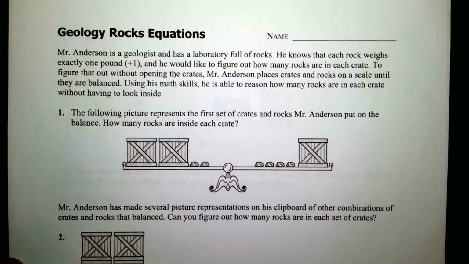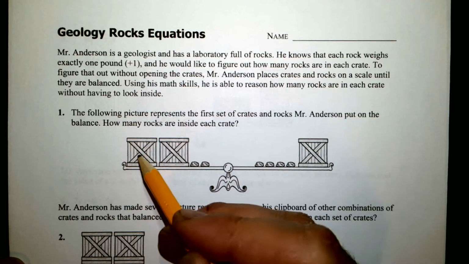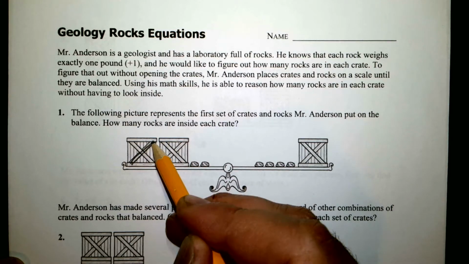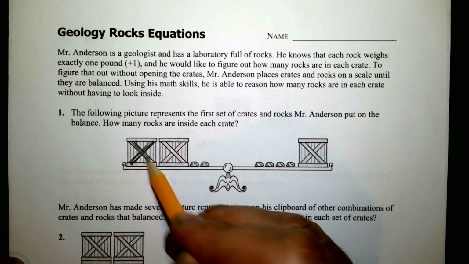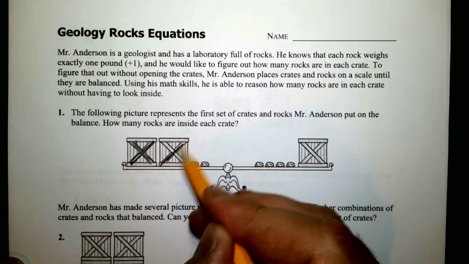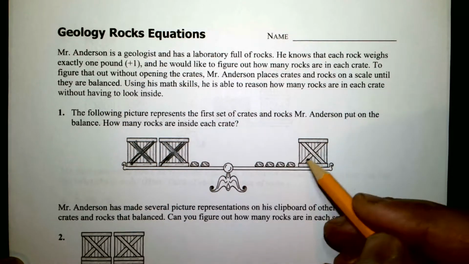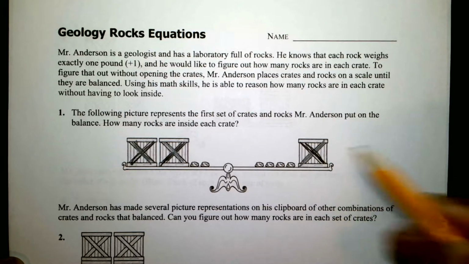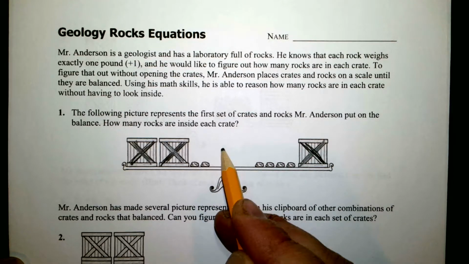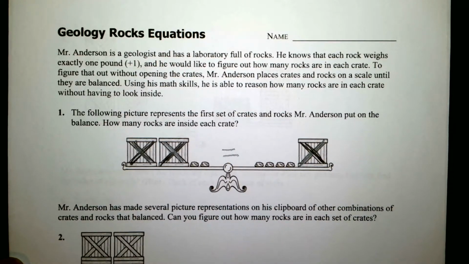Now, for this one, we're not worrying about doing it with algebra right now. Just use logic and reasoning. And how many rocks are in each one of these crates? Keep in mind that however many rocks are in this one, it has to be the exact same number of rocks in this one, and the exact same number of rocks in this one, and the two sides have to be balanced or equal, so that they weigh exactly the same. So what do you think it is?